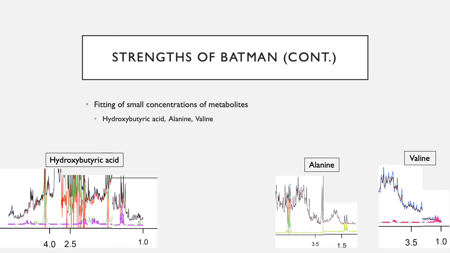As mentioned before, small concentration metabolites are also fit well by the Batman software, as seen in the spectra for hydroxybutyric acid, alanine, and valine. Each spectrum shown has a lot of noise, but the Batman software successfully deconvolves this noise into meaningful peaks, such as the perfectly fit doublet of alanine that's shown, as well as all of the peaks for hydroxybutyric acid and valine.